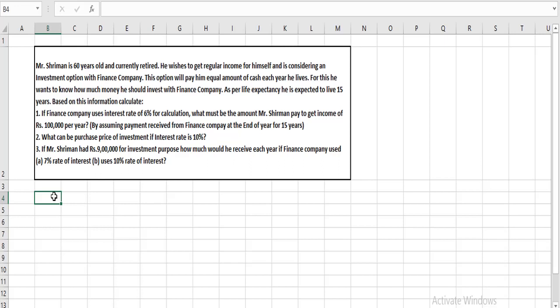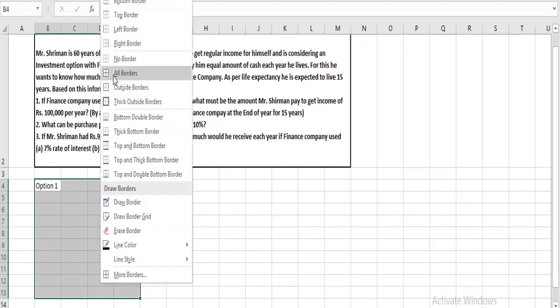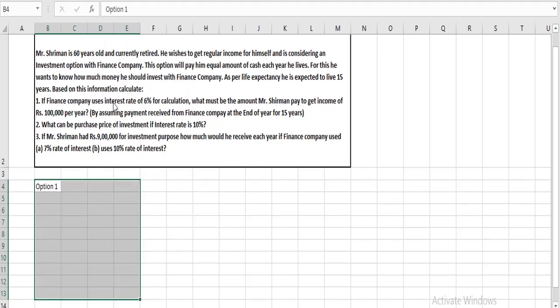Now the calculation will be shown as follows. We can first do the calculation of option 1. In option 1, the investment company is going to pay 1 lakh rupees every year. This is called an annuity, which Mr. Shriman will receive, which is 1 lakh rupees.